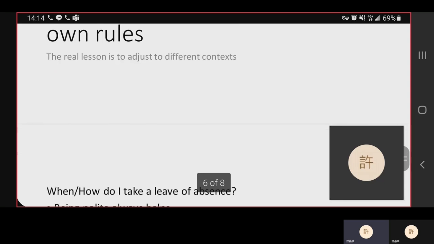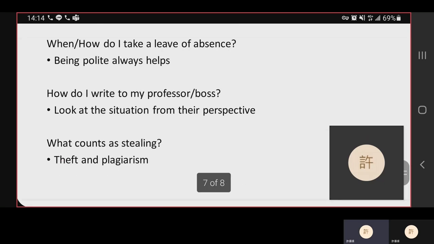Actually, we just talked about this one. So like the rules of being in a college classroom, whether it's in college or in work, if you need to ask for something, it doesn't hurt to be polite. Like if you send an email, don't just say, "Hi, 老师，我要请假," and then end, right? The least you could do is think about the situation from your professor's point of view.